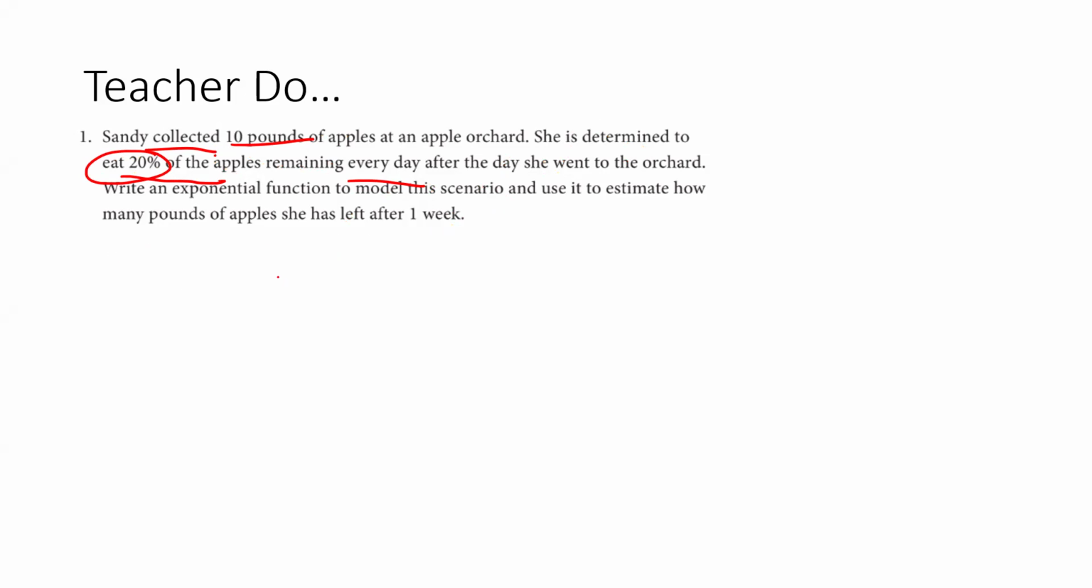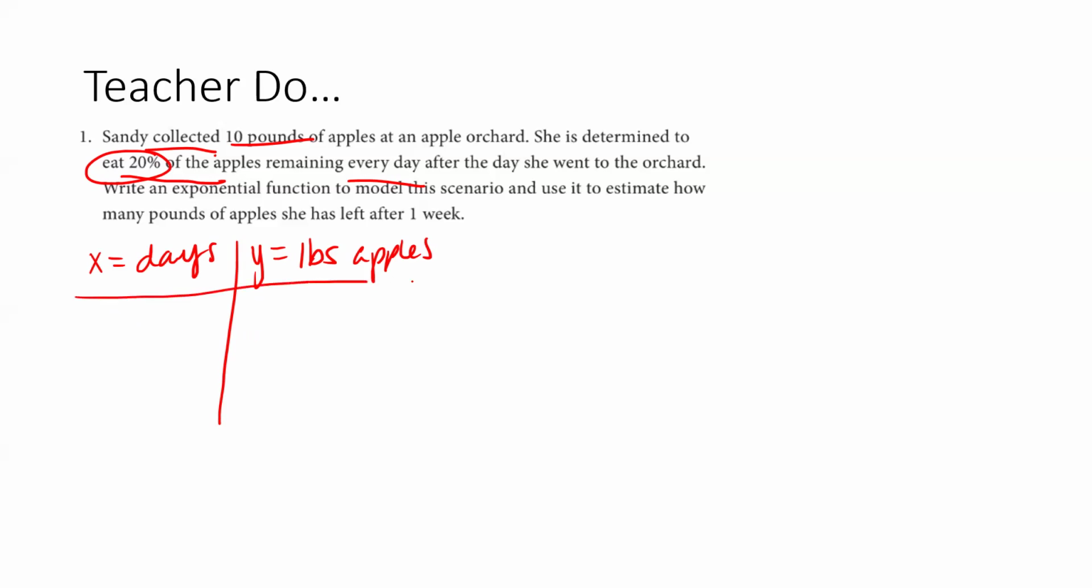So when I'm looking and thinking about what's taking place, I have my X, which is going to equal my days. I have my Y, which is going to equal my pounds of apples. Does that make sense? Those are the two things that I'm comparing. Those are my quantities, correct? So on day 0, how many pounds of apples did she have? 10 pounds of apples. And she's eating 20% of the apples every day.